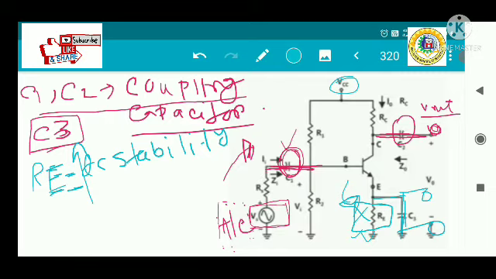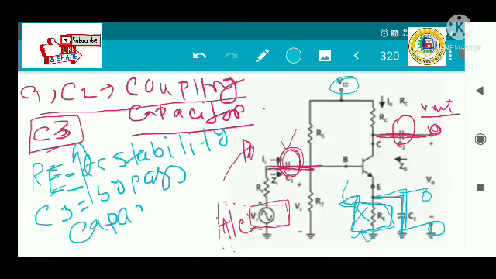And then whenever we want to perform the AC analysis of the circuit, this resistance is bypassed with the help of this capacitor. So this C3 is called the bypass capacitor. Okay, so this is all about how the capacitors are used, how this RE is used, why C3 is called the bypass capacitor, and its importance. Okay, I'm just removing all this.